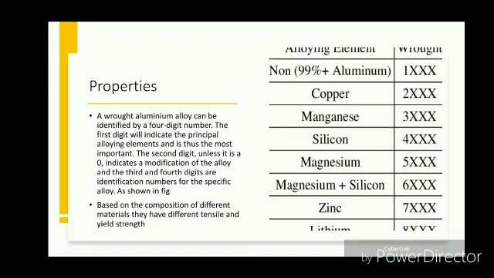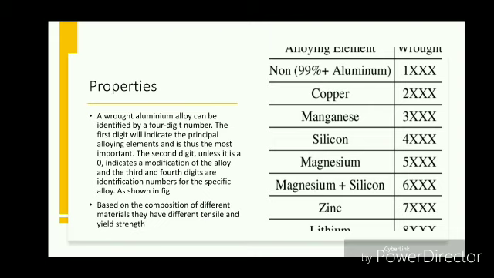Properties. Depending on the composition of different materials, properties of alloys drastically change, like ductility, malleability, tensile strength, etc. As we can see in the figure, a wrought aluminum alloy can be identified by the four-digit method. The first digit indicates the principal alloying element and is thus the most important. The second, unless it's a 0, indicates a modification of the alloy, and the third and fourth digits are identification numbers for the specific alloy as shown in the figure. Based on the composition of different materials, they have different tensile and yield strength.